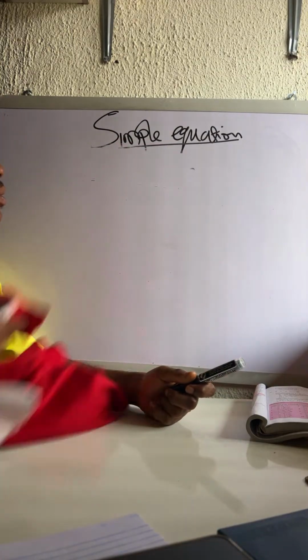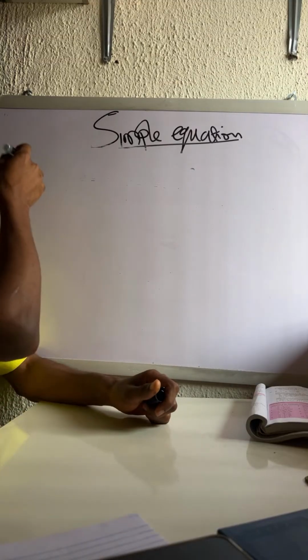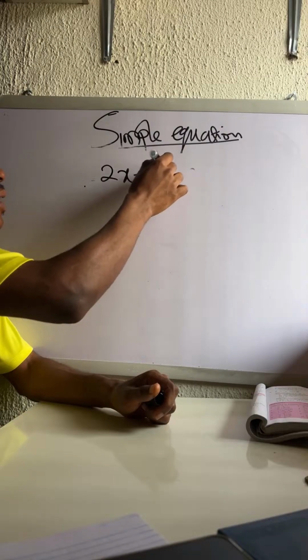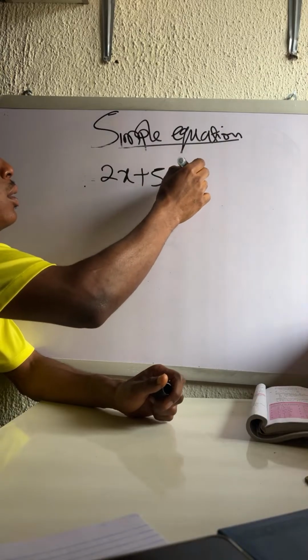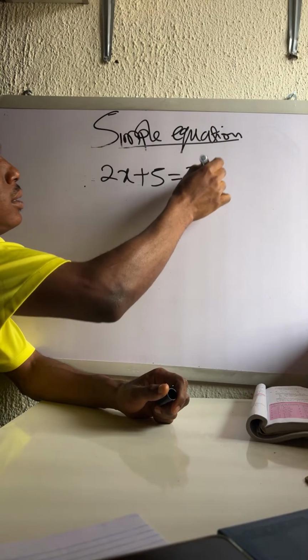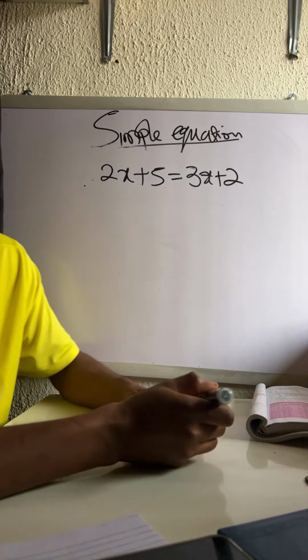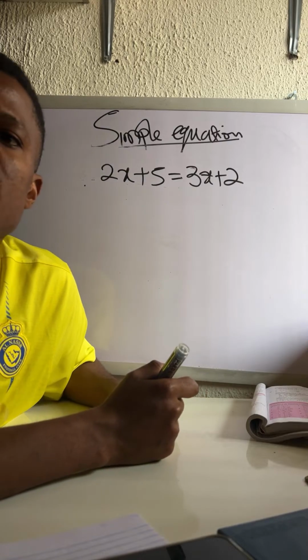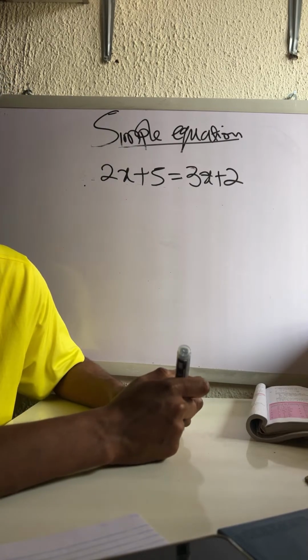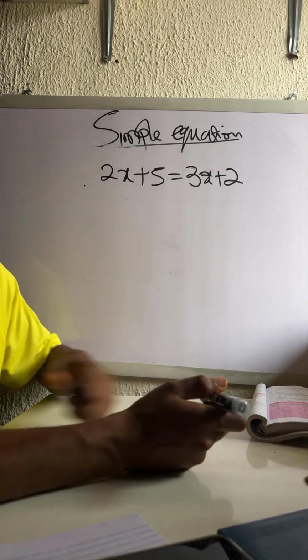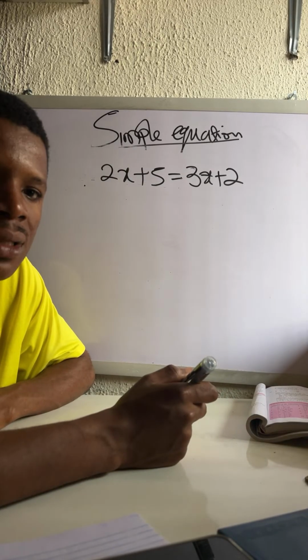It is very simple. Okay, so we'll have the next one. The next one we'll look at is 2x plus 5 equals 3x plus 2. Here we'll try to find the value of x that can solve this problem. It is very, very easy. To solve it, what do we do?